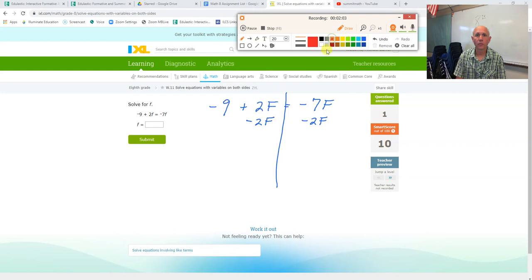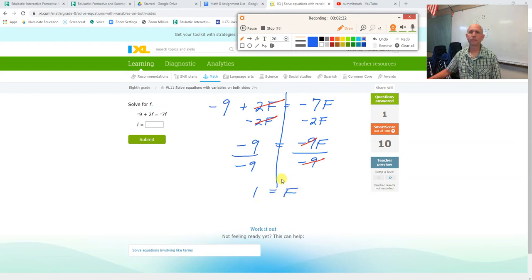Red marker of death and destruction. These guys are canceling out. What am I left with? I'm left with negative 9 equals, same sign, add and keep, negative 9f. Dividing both sides by negative 9. Red marker of death and destruction. Goodbye, goodbye. Not canceling out the f. The negative 9 is canceling the negative 9. Negative 9 divided by negative 9 is a positive 1. So f equals positive 1.